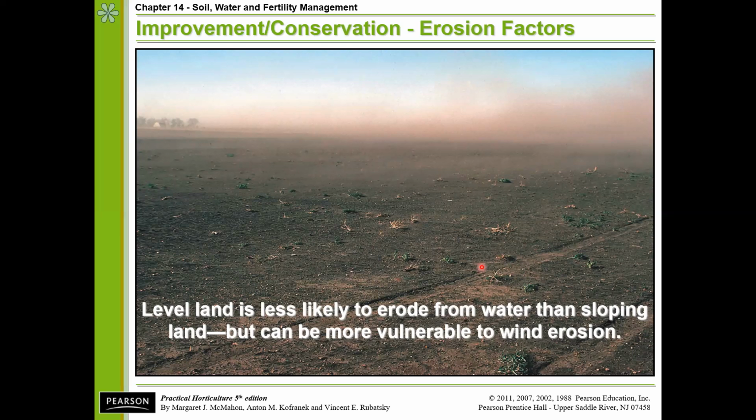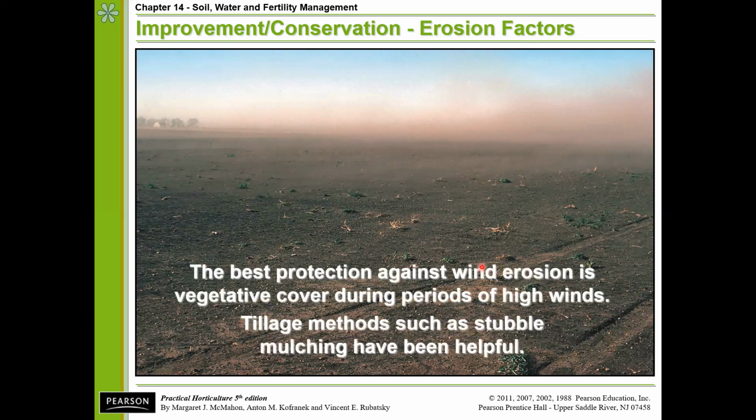And this is one of the things that really led to the Soil Conservation and Natural Resource Conservation Service. The best protection against wind erosion also is vegetative cover of the soil itself, or you could also think of planting a windbreak where prevailing winds are blowing. You can also practice some different methods of tillage, such as stubble mulching. Again, that kind of keeps the soil covered, using the existing crop residue as a mulch on the soil to prevent erosion.